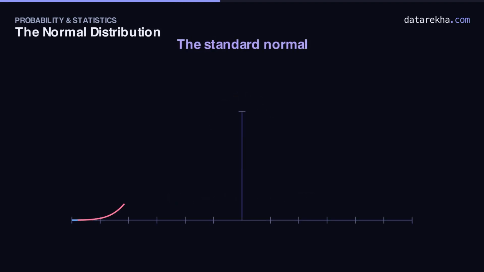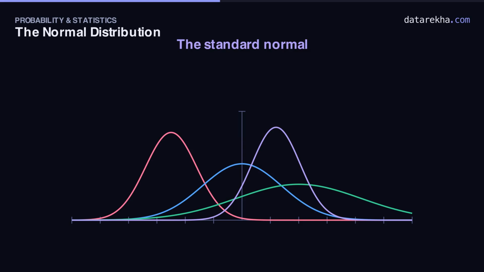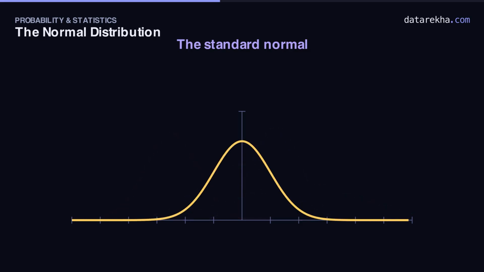Here's the snag. Every choice of mu and sigma gives a different bell, an endless family of curves. We can't tabulate probabilities for all of them, so we pick one reference bell to rule them all. Set the mean to 0 and the standard deviation to 1. This is the standard normal, and we call its variable z.